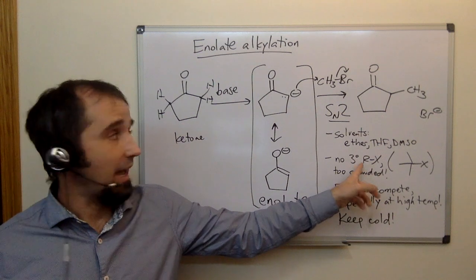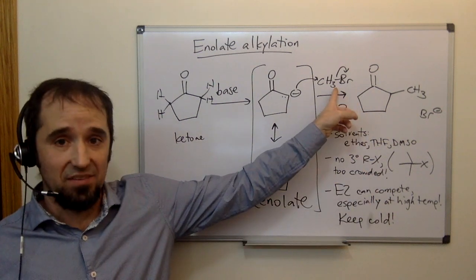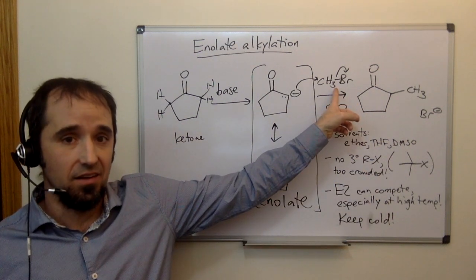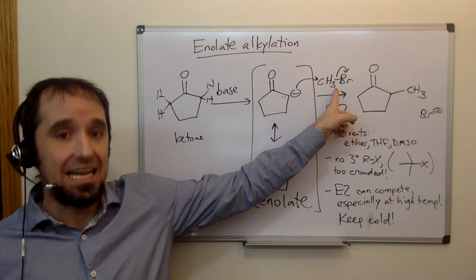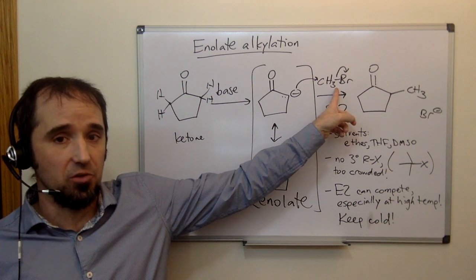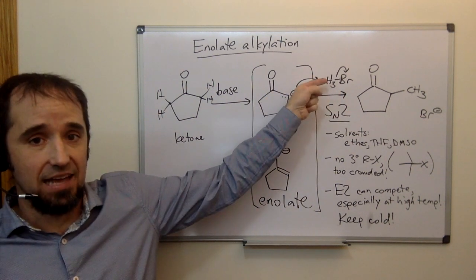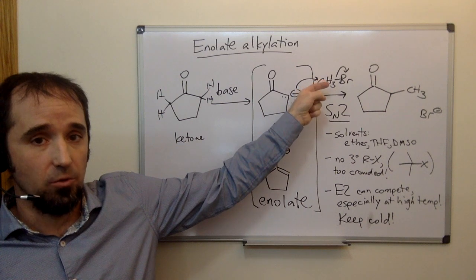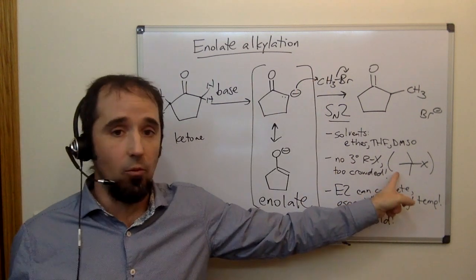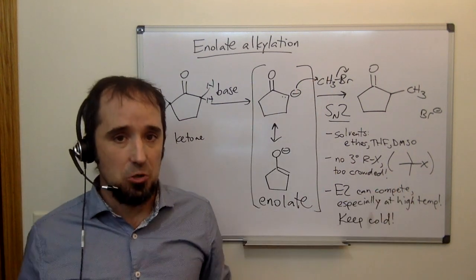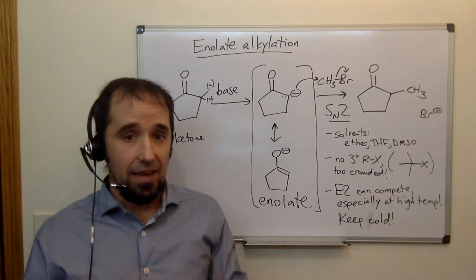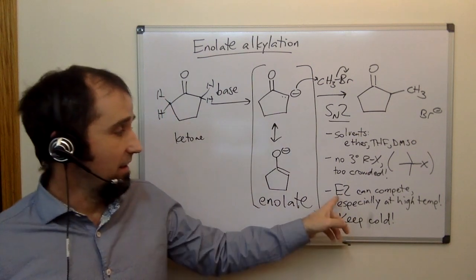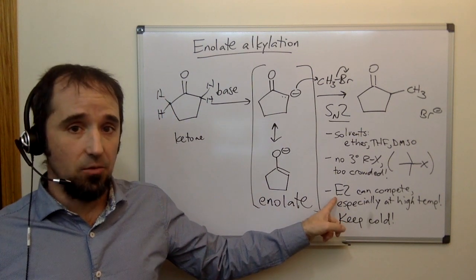Remember that we can't have this bromomethane, this electrophile, be too crowded. If this is too crowded, too sterically hindered, then the nucleophile can't do the backside attack that it needs to do for the reaction. So tert-butyl bromide or something like that, SN2 is not going to work. In that case, what would actually happen is an E2, an elimination reaction.